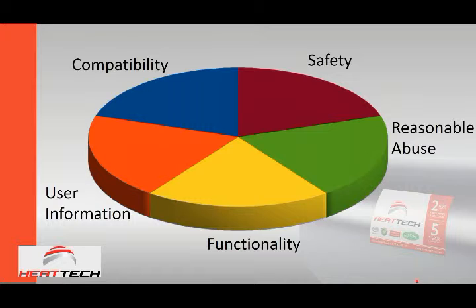Now, all of this applies equally on a product standard or in an installation standard, like the SANS 10254. I mean, for installations, it looks at the safety of the installation. What do you have to consider there? The functionality. How do you do the installation so that it remains functional? What user information needs to go with this installation so that the homeowner knows and understands what to do?